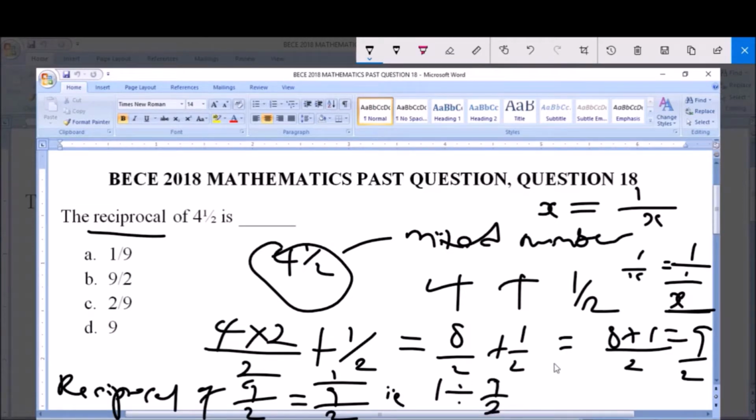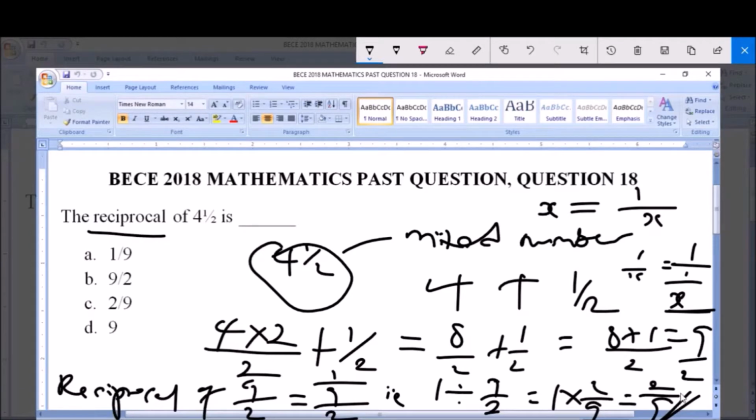And like you know, in terms of division of fractions, you change the division sign to a multiplication sign, and your denominator here will become the numerator, and the numerator will become the denominator. So here now we have 1 times 2 all over 9, which is the same thing as saying 2 all over 9, which is our final answer. So therefore, the reciprocal of 4.5, which is equivalent to 9 over 2, is 2 over 9.